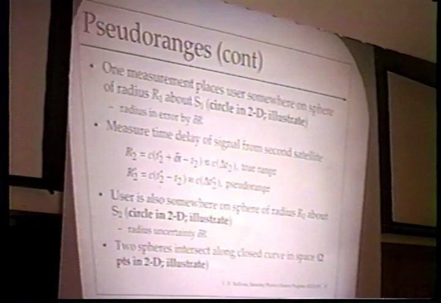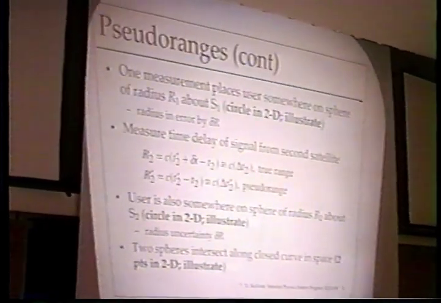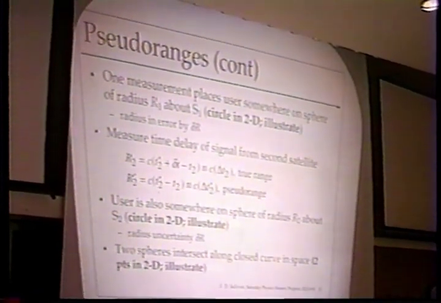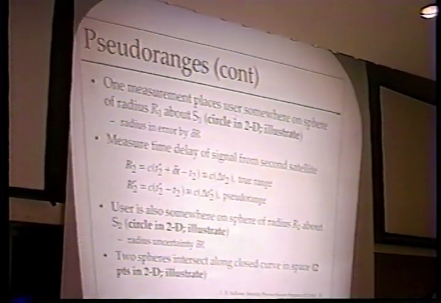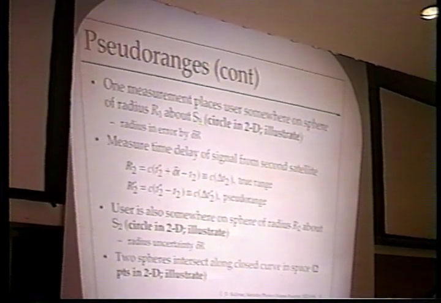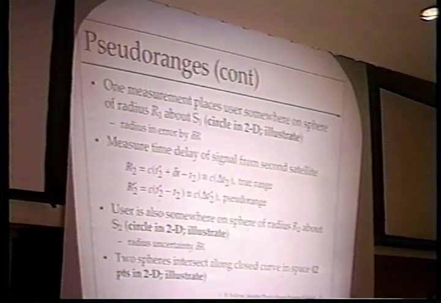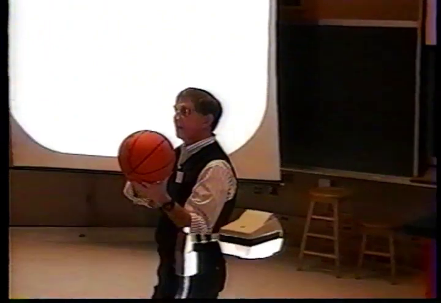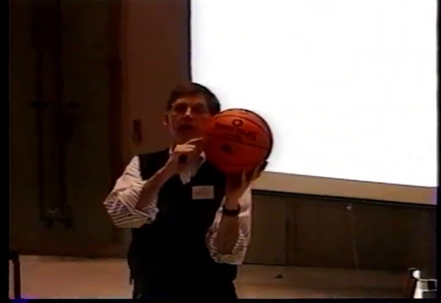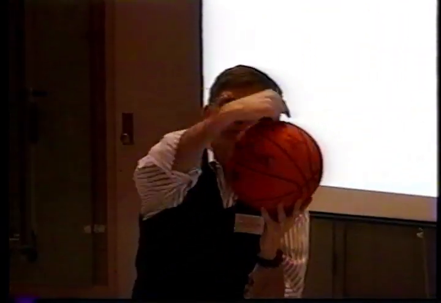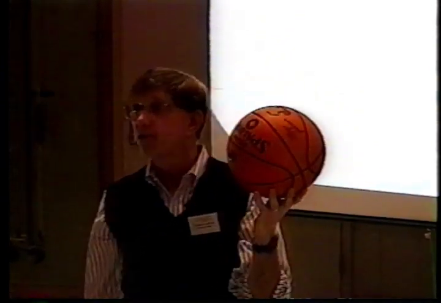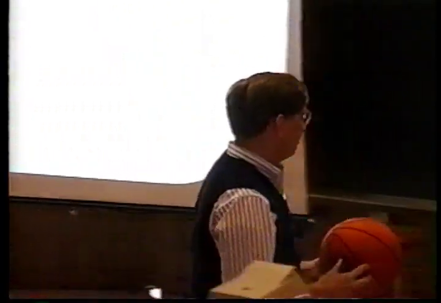Okay, if you think about it, one measurement. Let's, for the moment, forget about the error in the clock. One measurement of the pseudo-range places you somewhere on a sphere of radius r about the satellite. So if you imagine the satellite's at the center of the sphere, you know that you're on a sphere of a given radius, r1, actually r1 prime, somewhere on this, but you don't know where. You just have that one measurement. Okay.